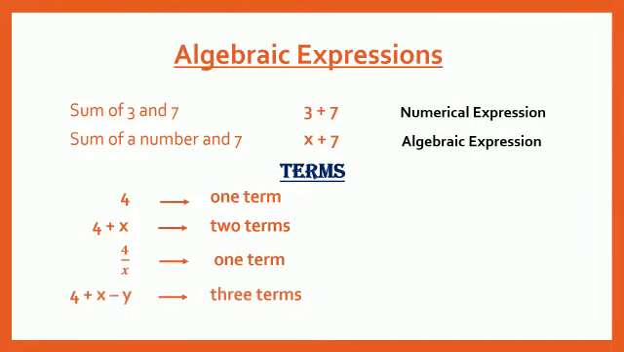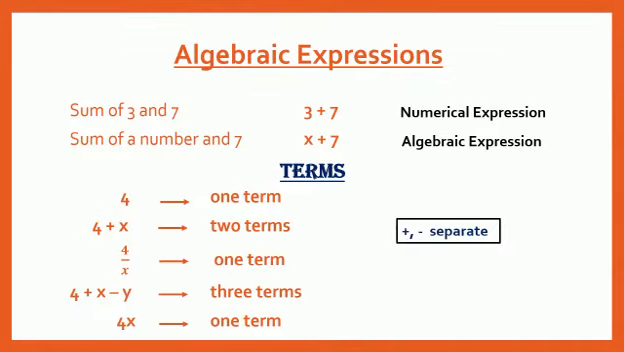Let's have another example. 4 plus x minus y. You can see that there are plus and minus. So this expression has three terms, and 4 multiplied by x is also one term. Remember students, plus and minus separate the terms, multiplication and division do not separate the terms in an algebraic expression.